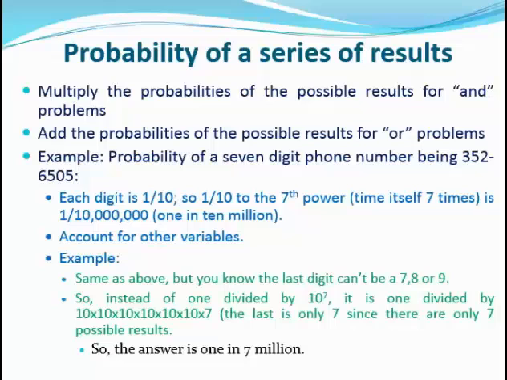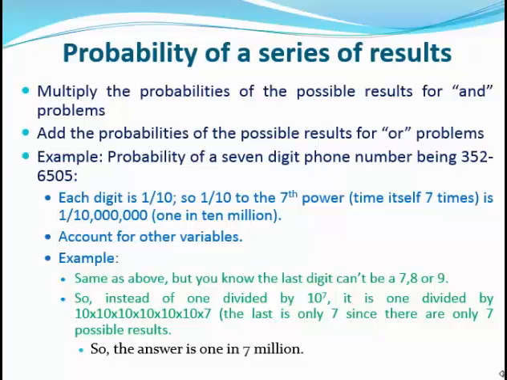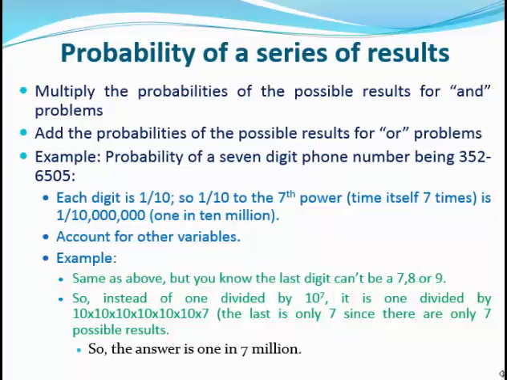So let's take a look at something slightly more complicated. Probability of any individual 7-digit phone number being 352-6505. Again, I just picked that out of the blue. What are the odds of a particular 7-digit phone number being this number, a random number that I pick in the phone book? Assuming they all have the same chances, each digit can be each number.